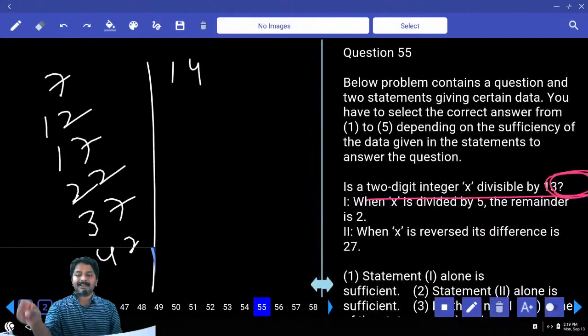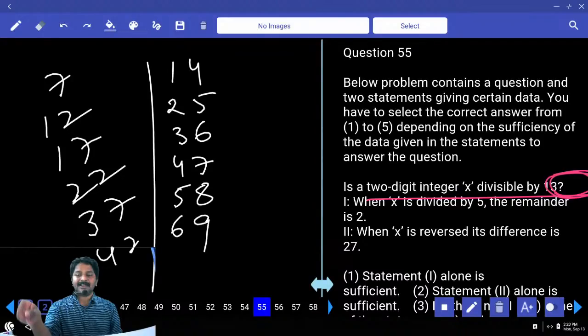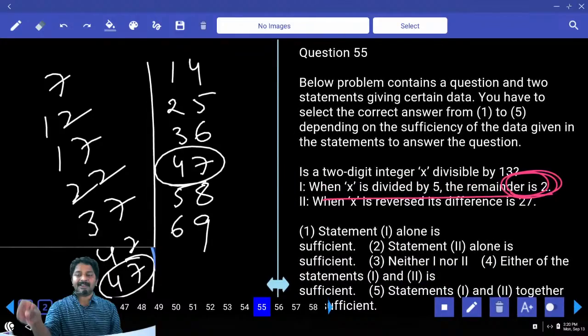Now, we can write 14, 25, 36, 47, 58, 69. Yes, these are the different possible numbers that we have. So out of which, what is the common number? 47 is the common number only. When you use both statements together, we have common number 47 from the first list and from the second list. So when you use both statements, you get one number which is 47. Now, is 47 divisible by 13? Come on. You are able to answer the question saying no?